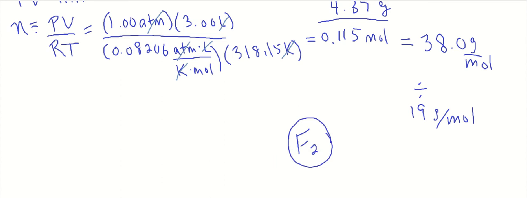Let me do a better job explaining. Each fluorine has a molar mass of 19 grams per mole, or about 18.998, off the periodic table, by the way. And there are 2 of them, so this is the diatomic molar mass. So the answer is F2, fluorine.